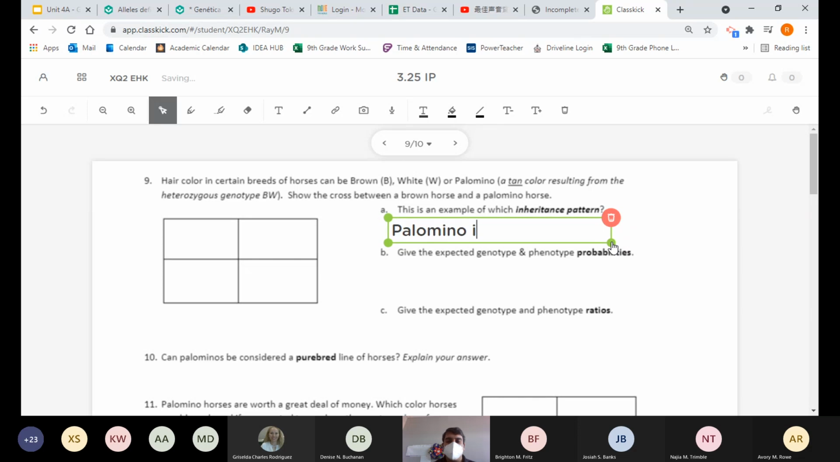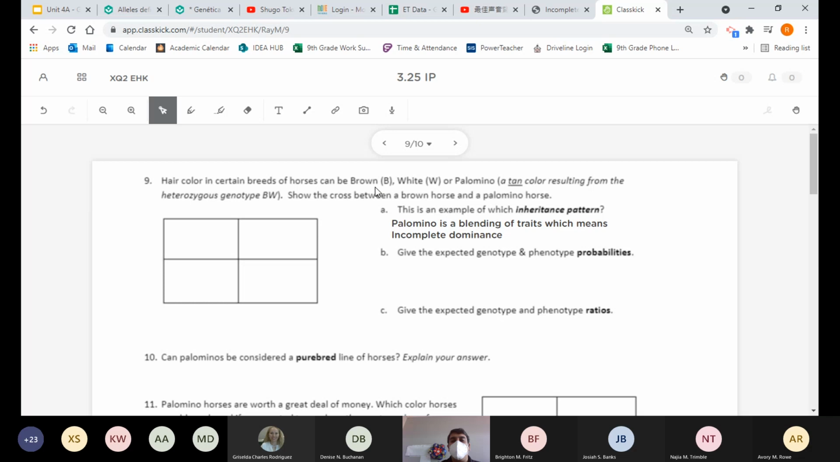Palomino is a blending of traits, which means incomplete dominance. Now, since it's incomplete dominance, you're still dealing with these alleles. But we're not dealing with two different alleles. It's going to be the same allele. They're just represented differently. So we have certain breeds of horses can be brown, white, or palomino.